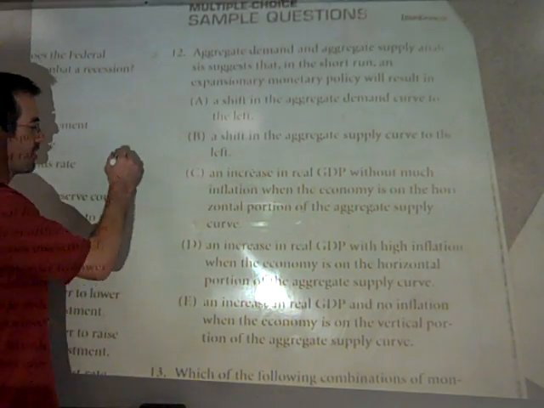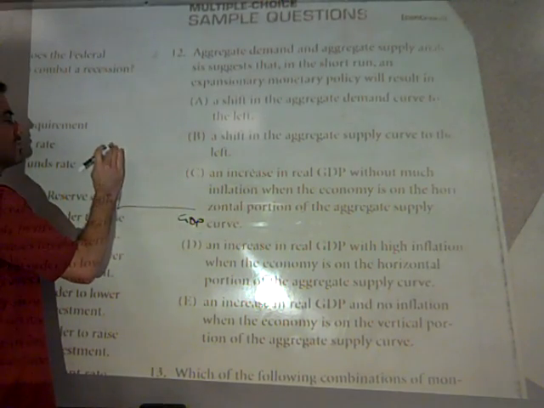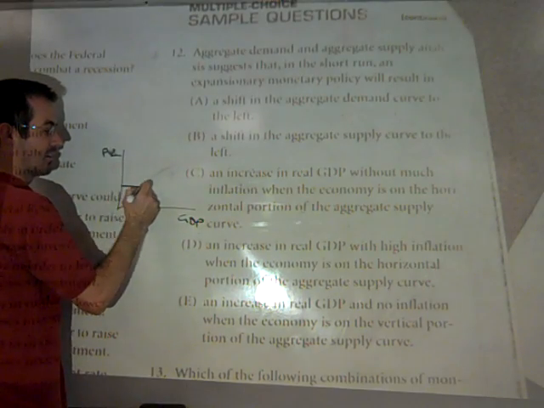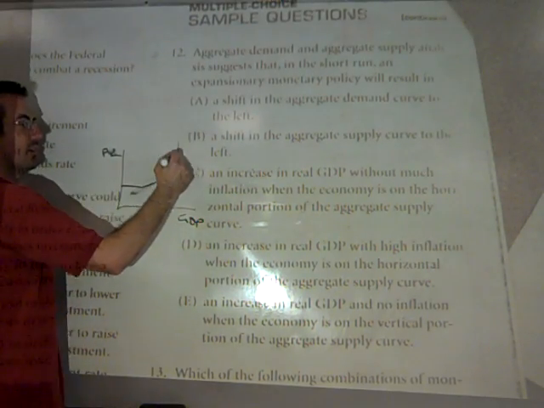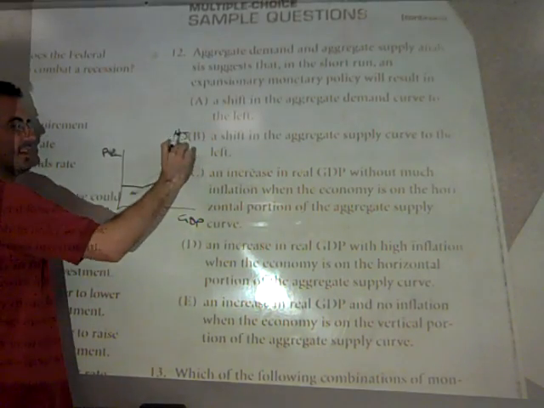But that's okay. I'm going to draw a quick picture just to clarify. I do know that we typically zoom in on the diagonal part of aggregate supply, but it really has kind of 3 sections. The horizontal, the intermediate, and the vertical. The Keynesian, the intermediate, and the classical.